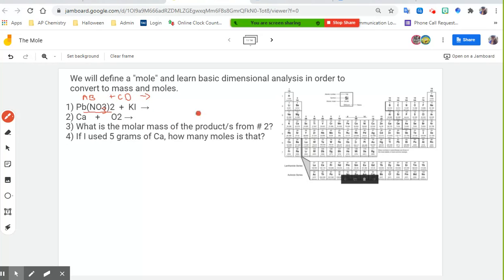What type of reaction are we dealing with there? AB plus CD, or compound plus compound. What's going on there? Double displacement. Good. So double date gone wrong, right?